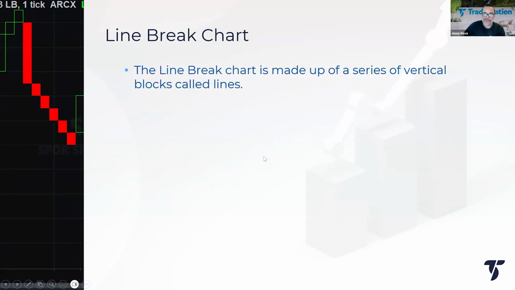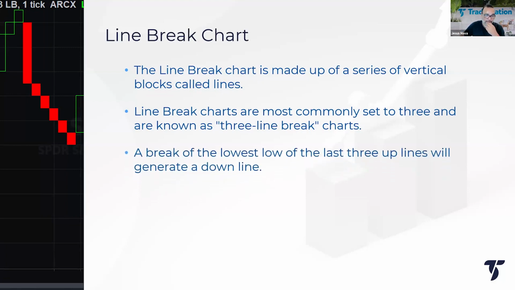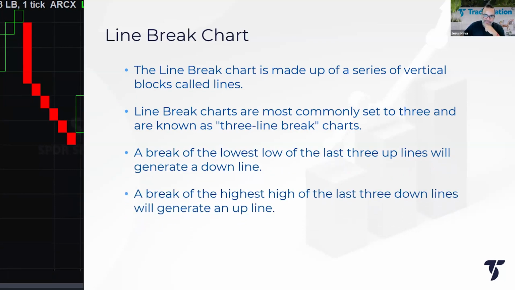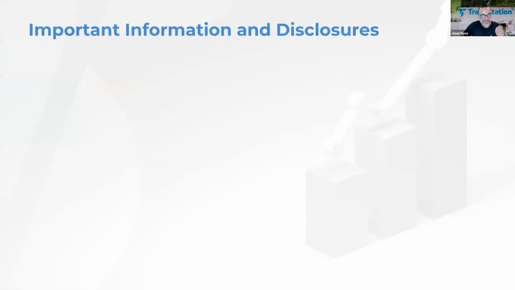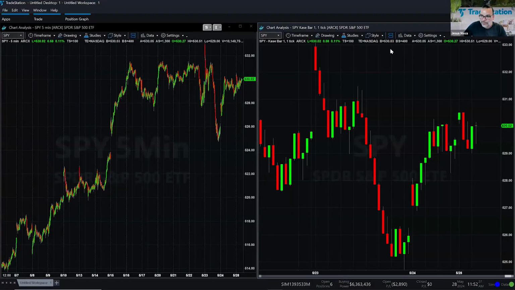The line break chart is made up of a series of vertical blocks called lines. Line break charts are most commonly set to 3 and are known as 3-line break charts. A break of the lowest low of the last 3 up lines will generate a down line, and a break of the highest high of the last 3 down lines will generate an up line. Let's take a look at that on the chart because it makes so much more sense once you have a visual. Let me go here to data, edit symbol.